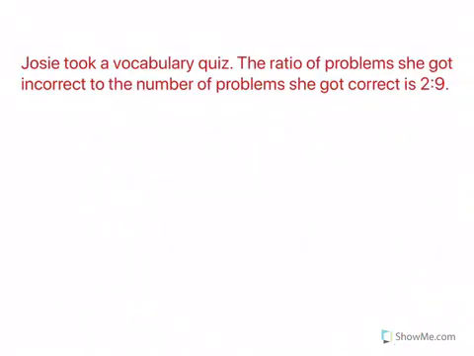Okay, last problem, and then we'll have a chance to talk about this in class. Josie took a vocabulary quiz. The ratio of problems she got incorrect to the number of problems she got correct is 2 to 9.